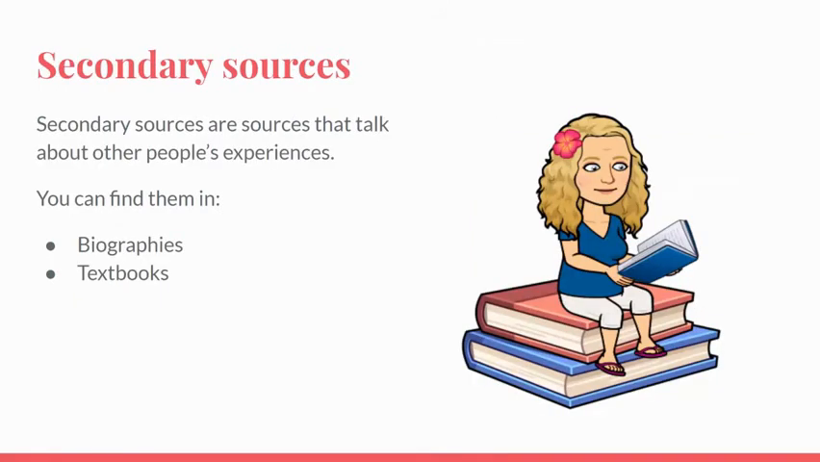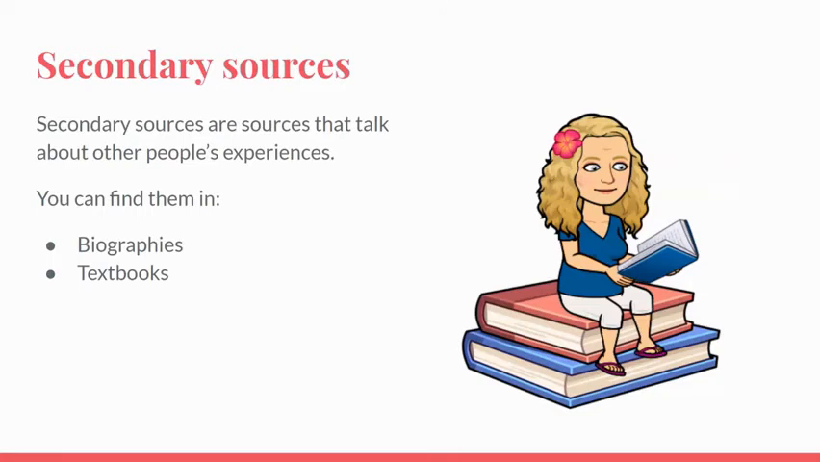So second means two. So the second sources are sources that talk about other people's experiences. And we talked about how if someone took Miss Claypool's journal entry about 9/11 and they collected that along with others, that would be considered a secondary source. They would take those and maybe write what their thoughts are about what happened to me. And you could find that in biographies.